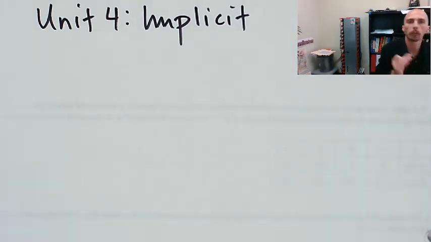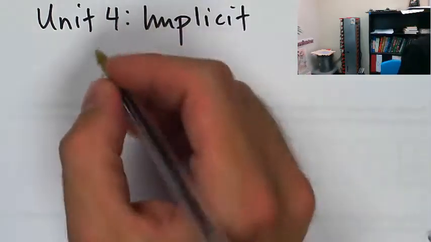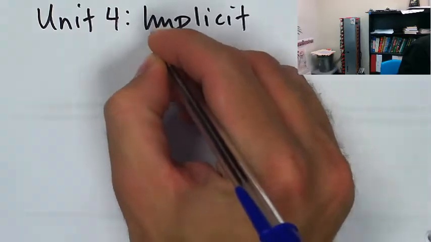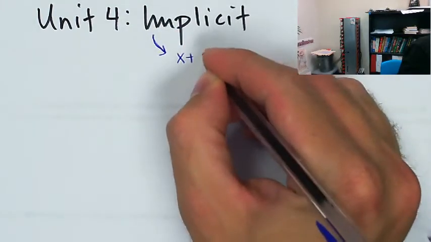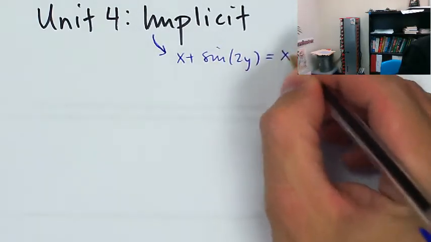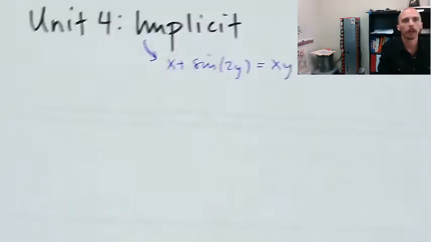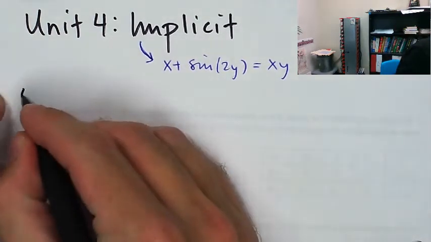It wasn't always y equals something involving a bunch of x's after that. So an implicit scenario is something like x plus sine of 2y equals xy. Something like that, right? We started off with the first lesson, implicit differentiation, and that was just us taking derivatives implicitly, finding slopes of tangent lines, things like that.